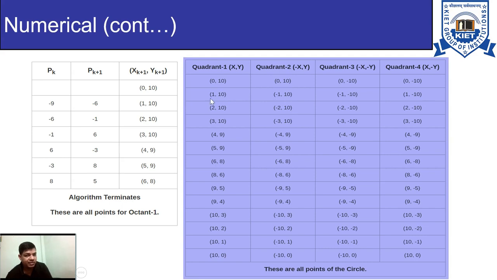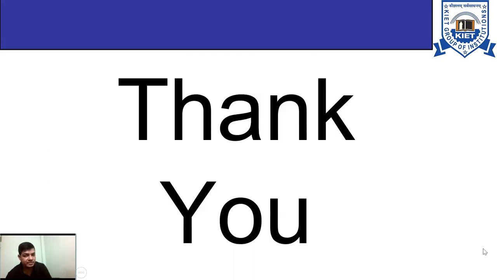For example, if we have calculated the first point as 1, 10, the other point in the second quadrant will be minus 1, 10, the point in the third quadrant will be minus 1, minus 10, and the point in the fourth quadrant will be 1, minus 10. So by using the concept of symmetry we can calculate all the points.